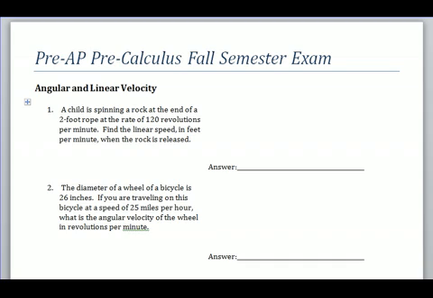On all these angular linear velocity questions, what you want to do is identify the rate that you're given to start with. In this case, that rate is 120 revolutions per minute. And then you want to find what you want to end up with, the linear speed in feet per minute. So the units that we start with and what we want to end with tell you how to solve the problem. So I'm going to start with our given information, 120 revolutions per minute, and I want to convert that to feet per minute.